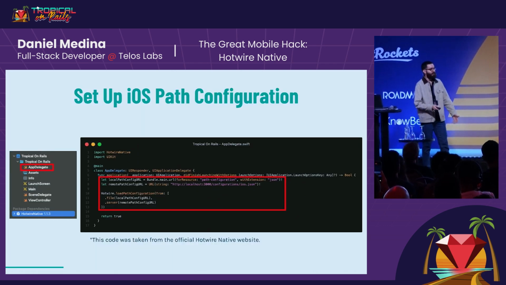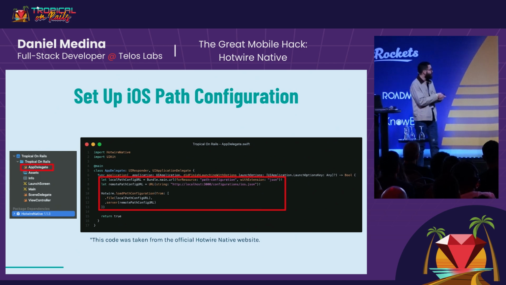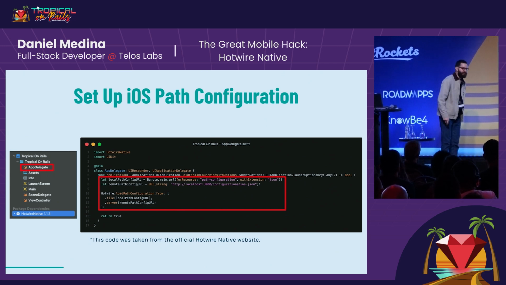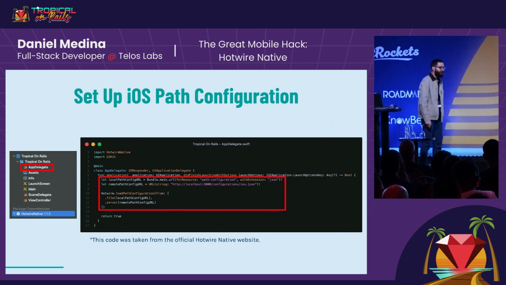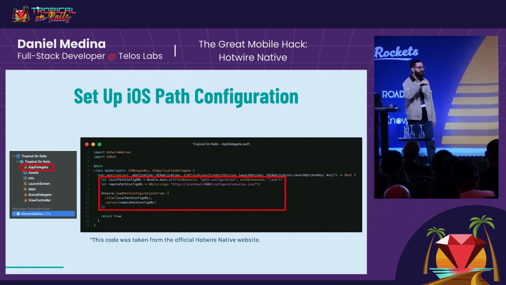Now we have to set up that path configuration into our iOS application. It's very straightforward. Basically, we go to the app delegate part. And we have the local path configuration and a remote path configuration. And you might ask, why do you have a local and a remote? Well, if I wanted to, I could just leave the local one. But it's not recommended. The recommendation is to have both. Why? Because when the app launches for the first time, it's going to take the local path configuration first. And then it will ask the remote path, which is the endpoint we just created.